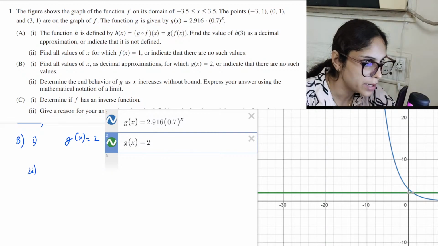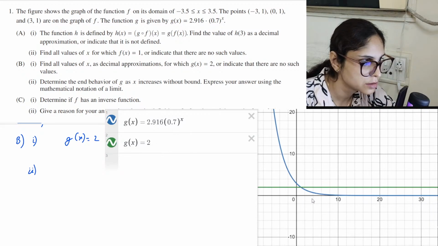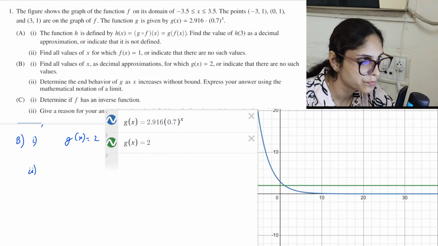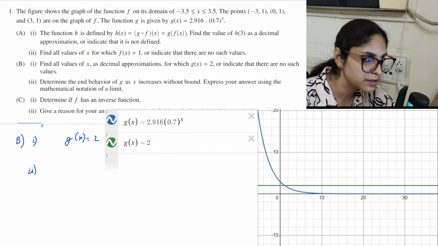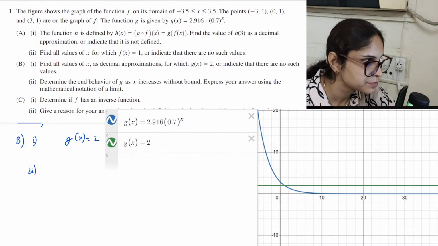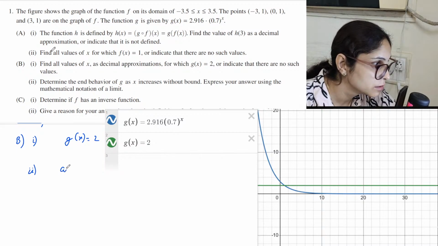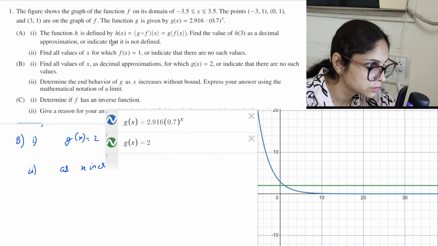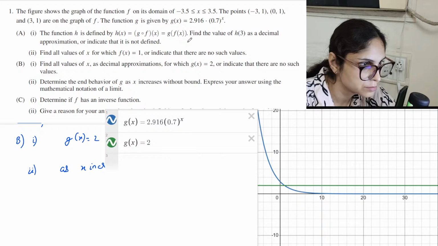And that is true. Why? Because this is decaying graph. All right. So that is what I can write: as x increases without bound, g of x approaches 0.